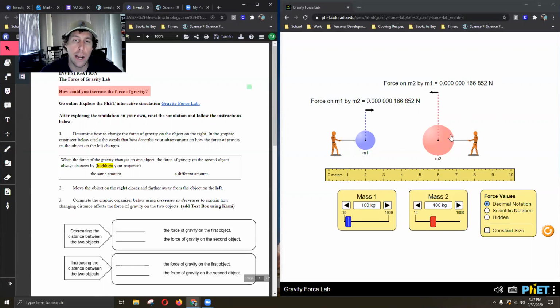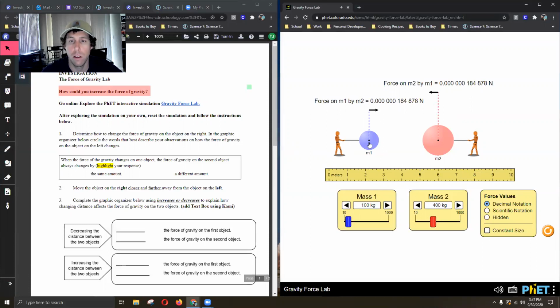So how could I change the force of gravity on this object? In the graphic organizer below, circle the word that best describes your observations on how the force of gravity on the object on the left changes. So what I'm going to do right here is change the gravity on this one by just changing things. I notice that when I move this one closer, the force of gravity changes. It looks like as I move it closer, the force of gravity is increasing. It's getting bigger. This number is getting bigger.